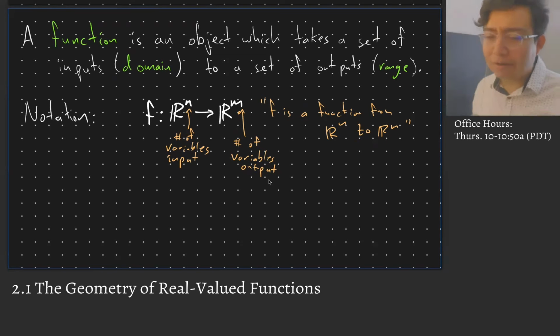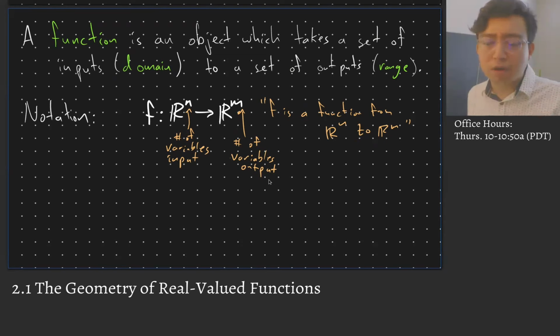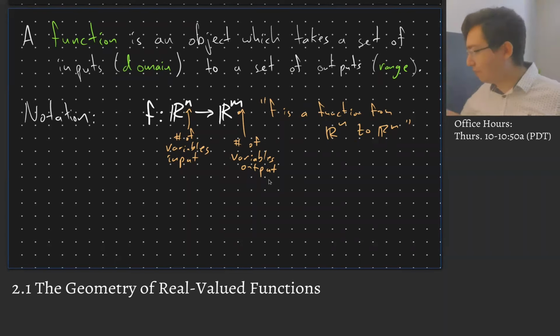So this is the notation we use for functions, and this allows us to talk about a function. If we're going to introduce a function without necessarily giving you a nice formula, it's going to be like, okay, F is just going to be some function from R2 to R7 or whatever. That means that it's going to have 2 variables as input and 7 variables as output. Okay, and you can do any combination of inputs and outputs here.